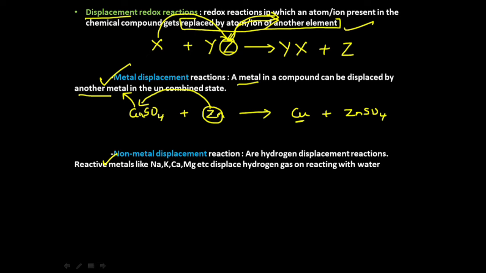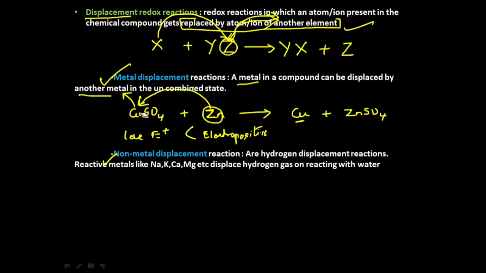But why does zinc displace copper? This is an extra thing for you. See, zinc will replace copper because zinc is highly electropositive in nature compared to copper. Copper is less electropositive than zinc. A general rule is that any element which is highly electropositive can replace an element which has lesser electropositivity than itself. So zinc will replace copper in this way. So how is this a redox reaction?